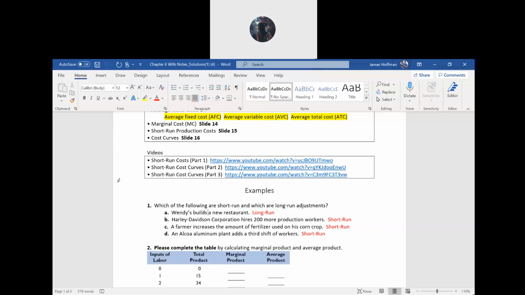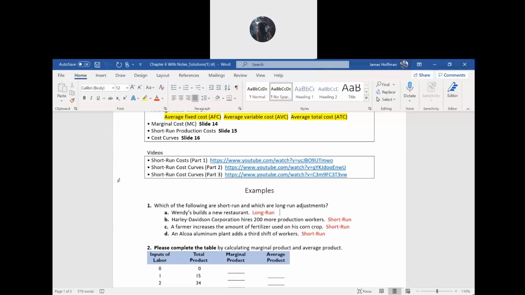Wendy's builds a new restaurant. So a restaurant is a type of plant. So remember that goes into the plant thing, which is fixed in the short run. So if you're adjusting a plant or any type of plant, any capital adjustment, that's a long run adjustment. So that's a long run move. Okay, so Wendy's could not build a new restaurant in the short run. They can only hire more workers, fewer workers, stuff like that.